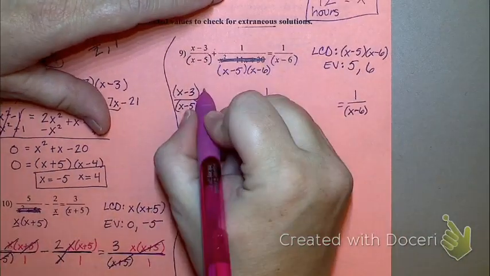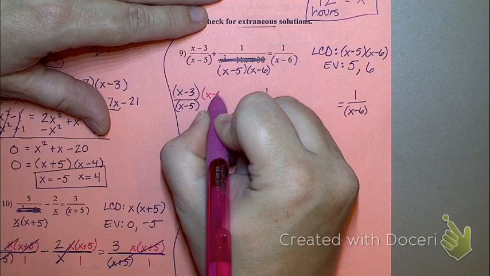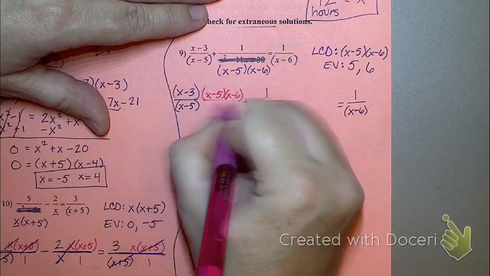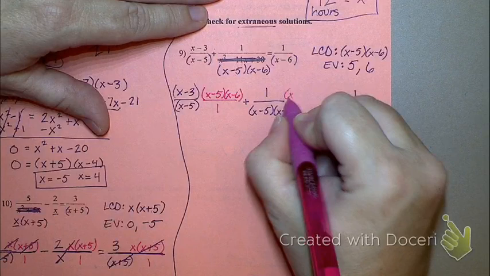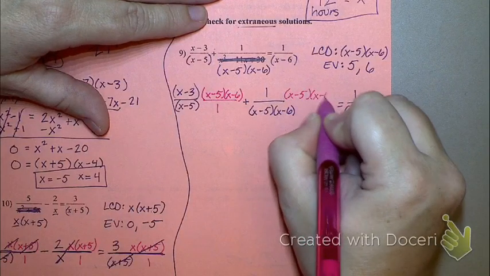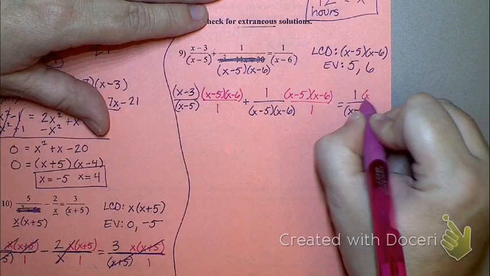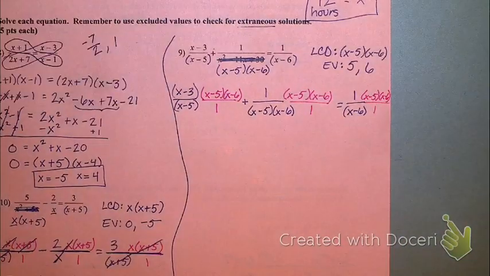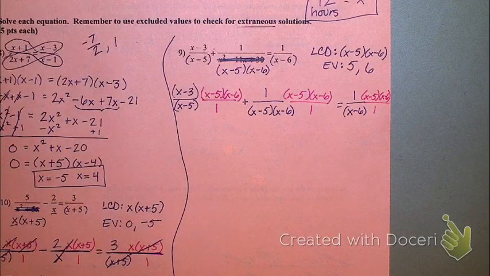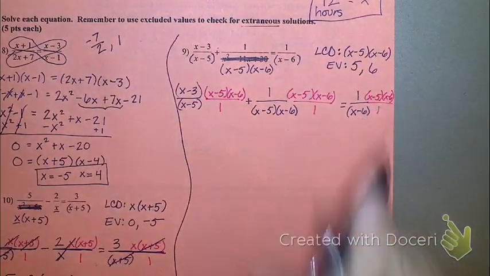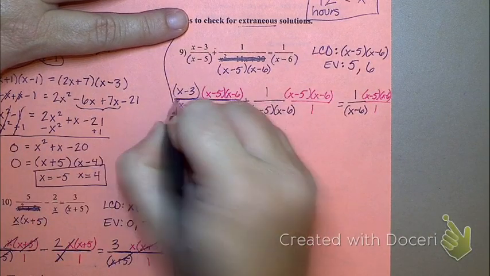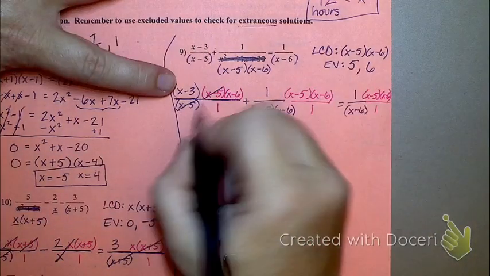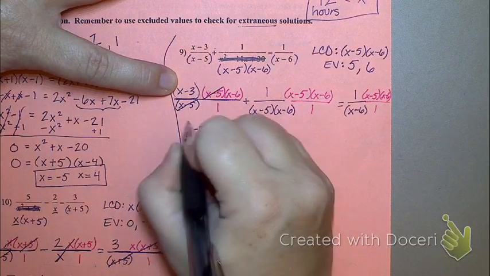I'm going to fill in that space with the LCD over 1. X minus 5, x minus 6 over 1, and x minus 5, x minus 6, running out of room, over 1. Any questions with where I'm at so far? Okay, so now I have 3 separate situations where I make one giant fraction and I start canceling. What can I cancel here? X minus 5, that leaves me with x minus 3 and x minus 6.